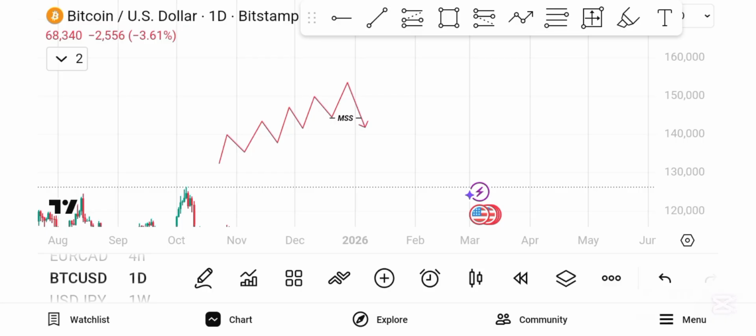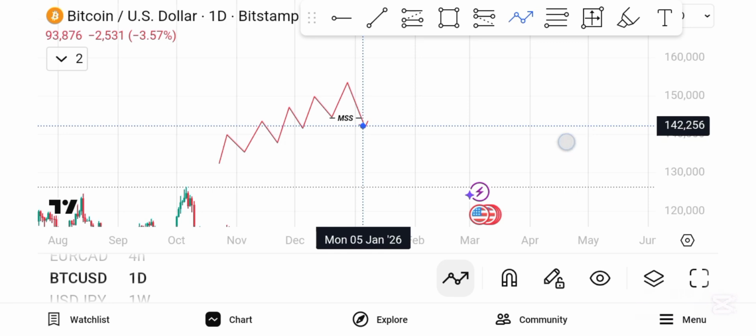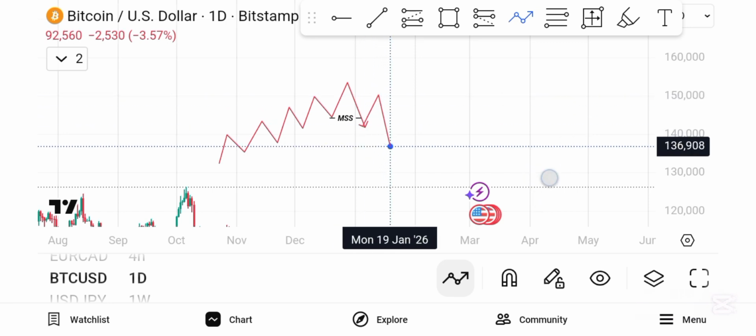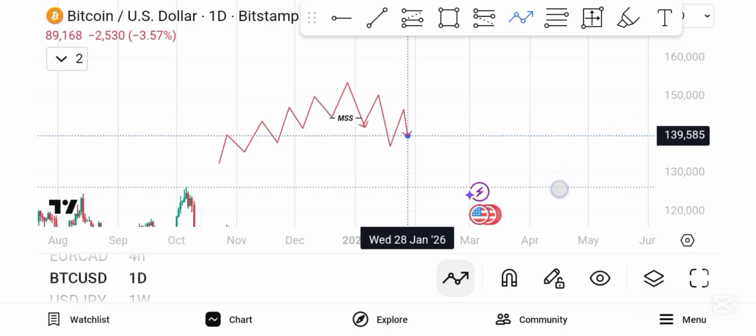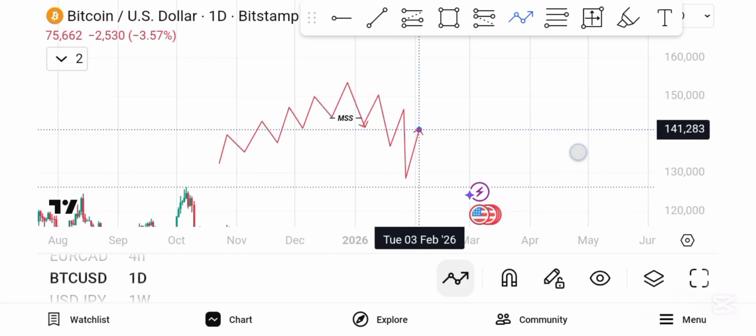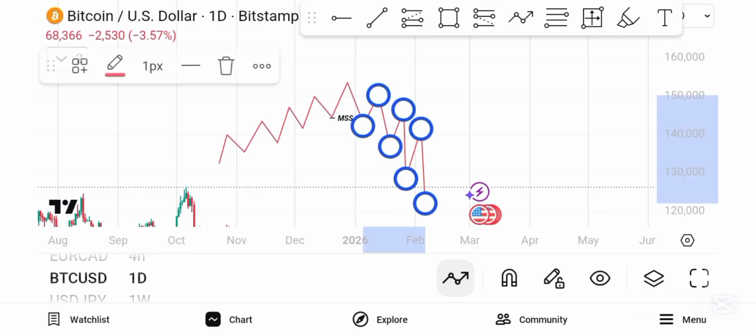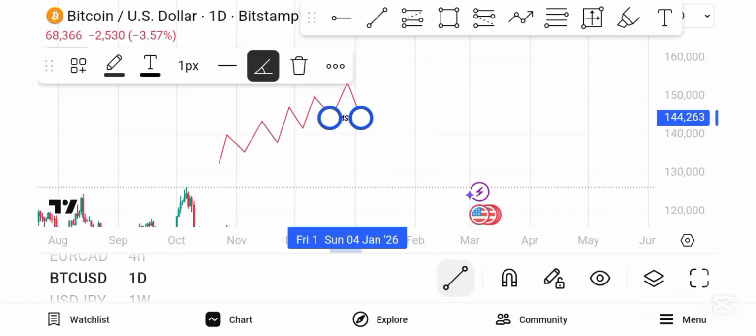Okay, this is a market structure shift, meaning the market structure has shifted from a bullish trend to a bearish trend. When it's already in a bearish trend, it starts creating things like lower high, lower low, lower high, lower low, lower high, lower low.